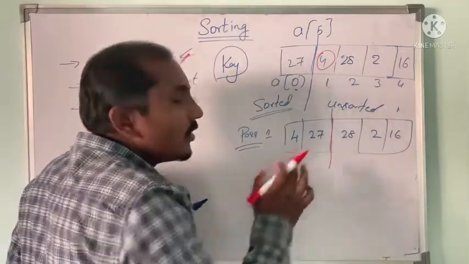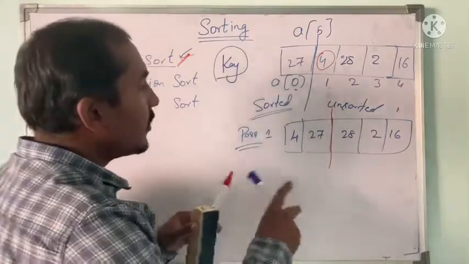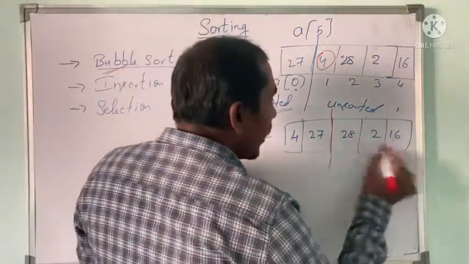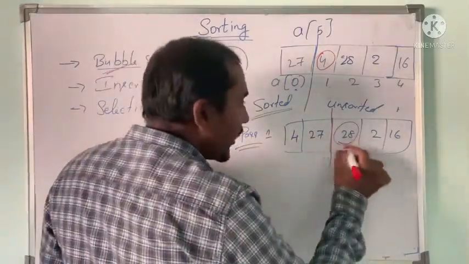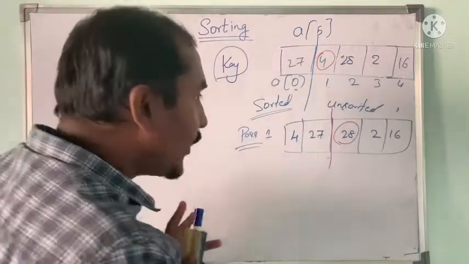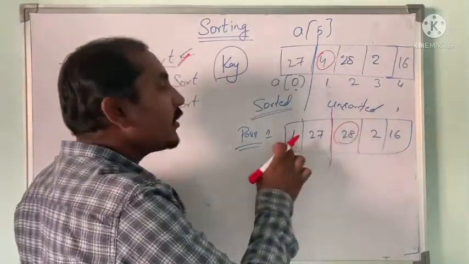4, after that we have 27. So this is in sorted order. Next, again, we are going to consider the unsorted list. Now this is sorted and this is unsorted. From the unsorted we are going to take 28. And this 28 will be compared with 27 and this 28 will be compared with 4.